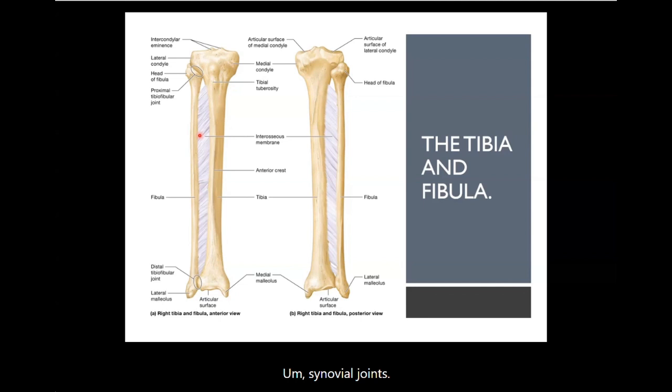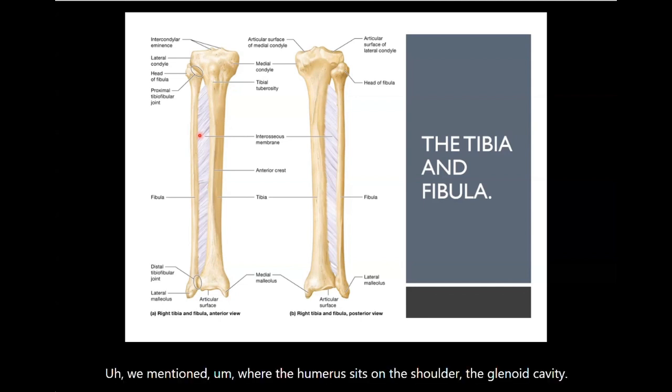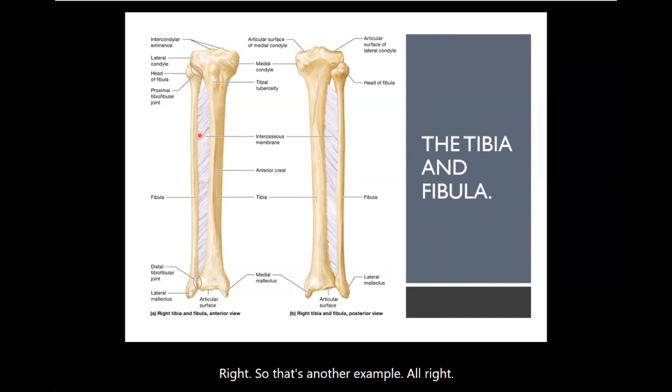Synovial joints, we mentioned where the humerus sits on the shoulder, the glenoid cavity, right? Another synovial joint, another ball and socket example, is the acetabulum, where the fovea capitis, the head of the femur, sits there, right? So that's another example.